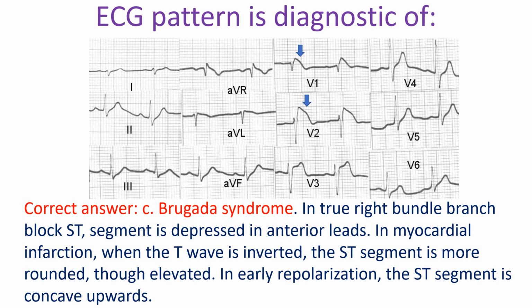Brugada syndrome. In true right bundle branch block, ST segment is depressed in anterior leads. In myocardial infarction, when the T wave is inverted, the ST segment is more rounded, though elevated. In early repolarization, the ST segment is concave upwards.